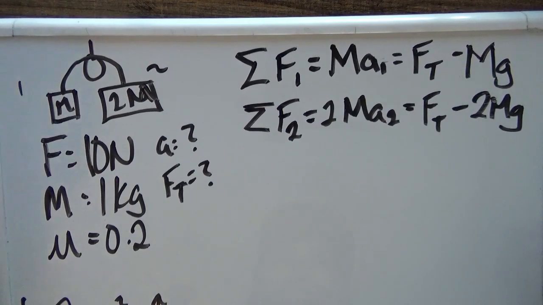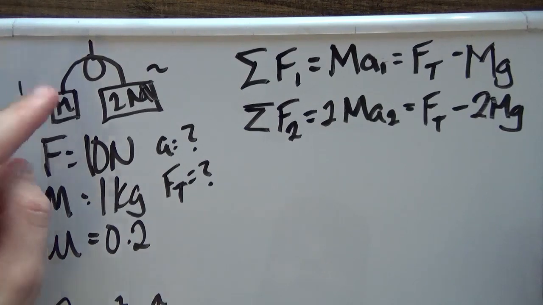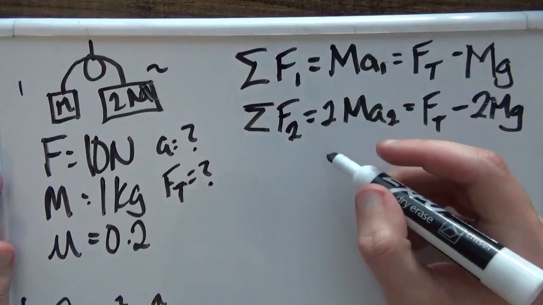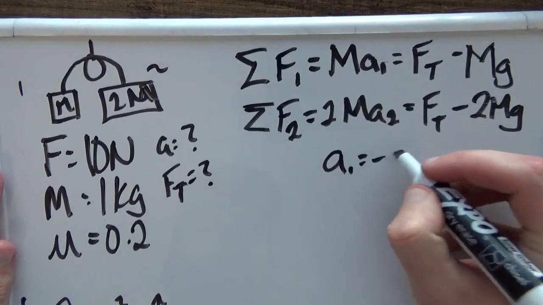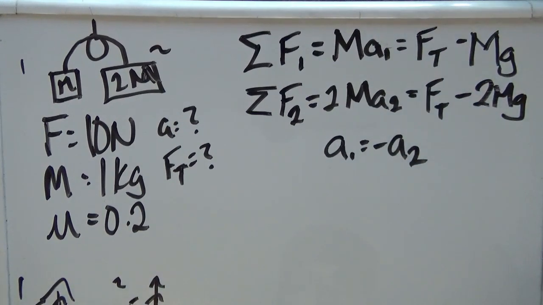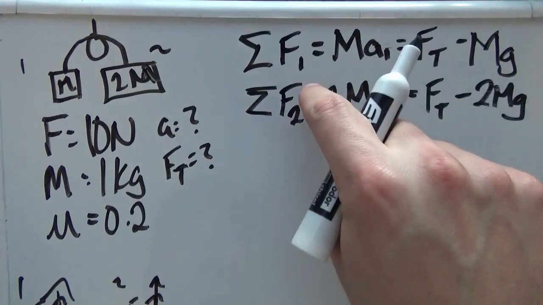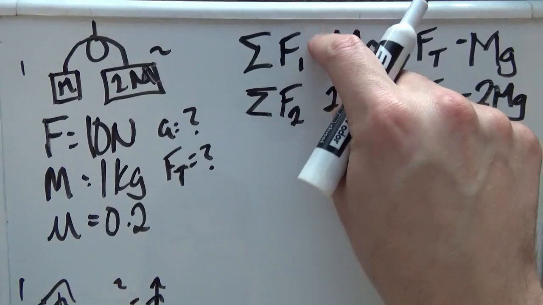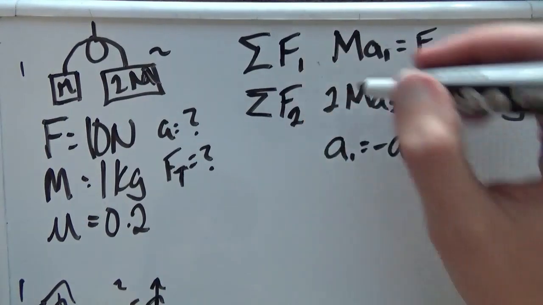So the accelerations are going to be equal, but they're just in different directions. A1 is positive, A2 is negative. They're equal but opposite. So A1 is equal to negative A2, equal but in opposite directions. So we can plug things in for that. I'm going to do that first, I guess. So I'm going to change these equations first so that we can plug things in with them.